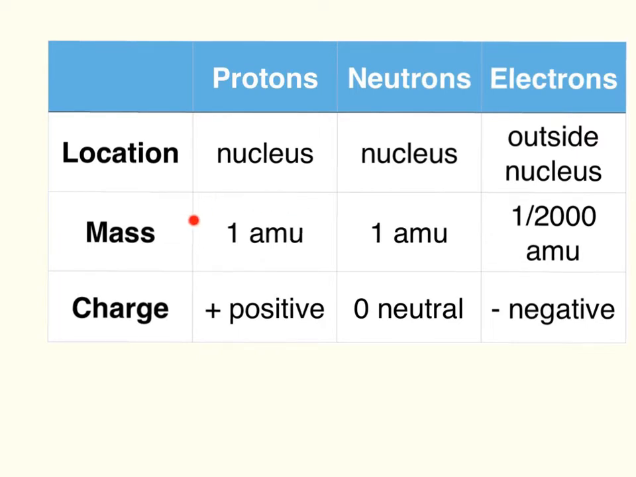And all that means is that each proton and each neutron has a significant mass, whereas electrons are 2,000 times smaller than a proton or a neutron. So their mass is not even considered when we discuss the atomic mass of an atom. Additionally, each subatomic particle has its own charge. Protons have a positive charge, neutrons have no charge, which we call neutral, and electrons are negative.